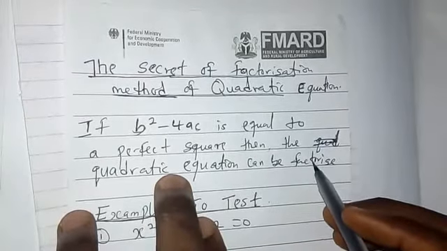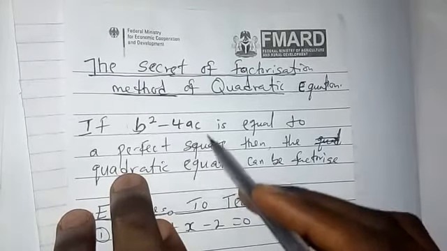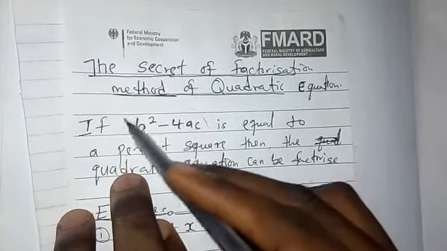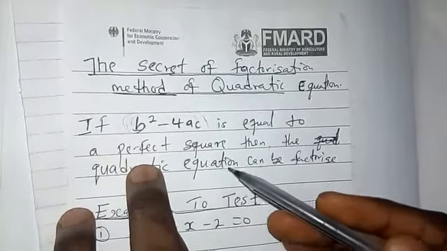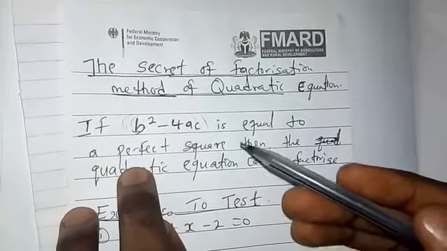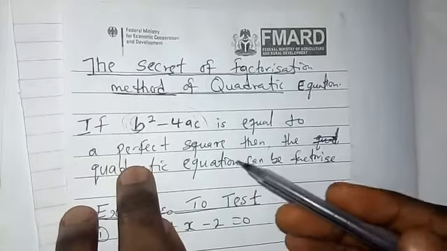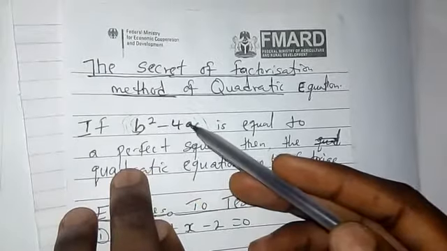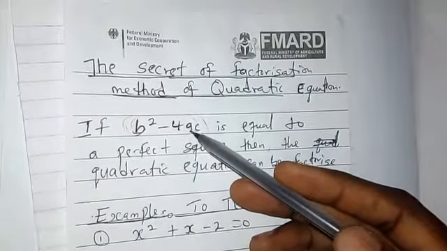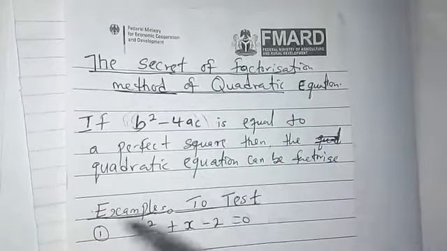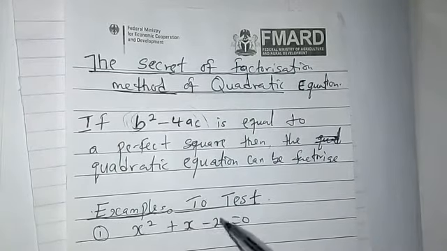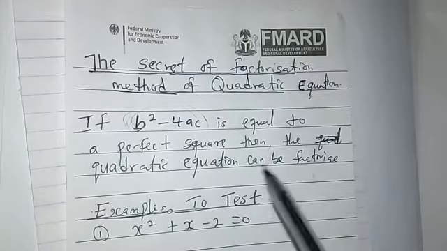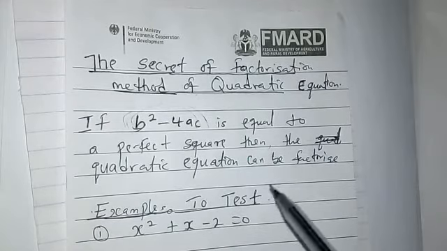But if you check for this and it is not equal to a perfect square number, that is a number which you can find the root of and the root will give you a whole number, then such a quadratic equation cannot be factorized. You cannot use the factorization method to factorize such a quadratic equation. So you can go for another method.